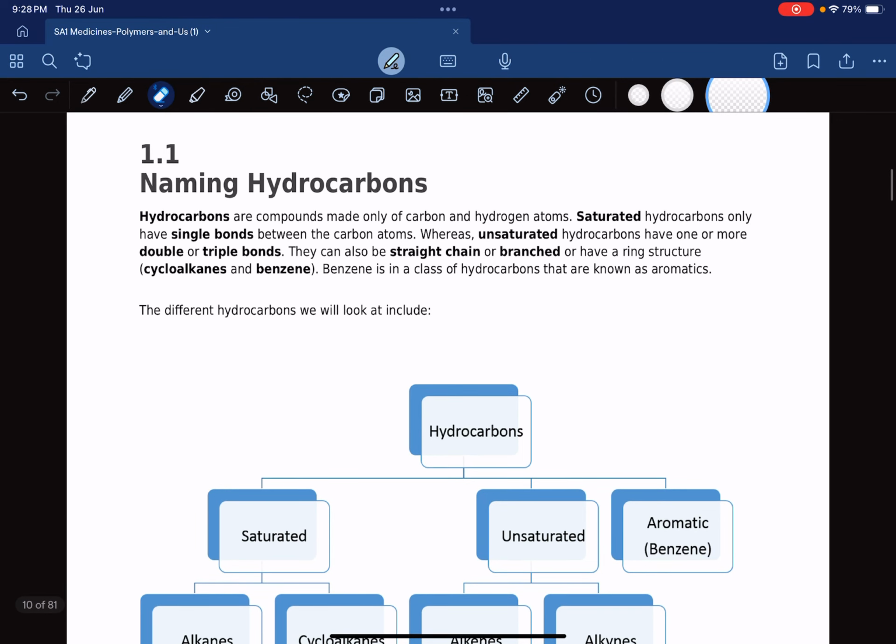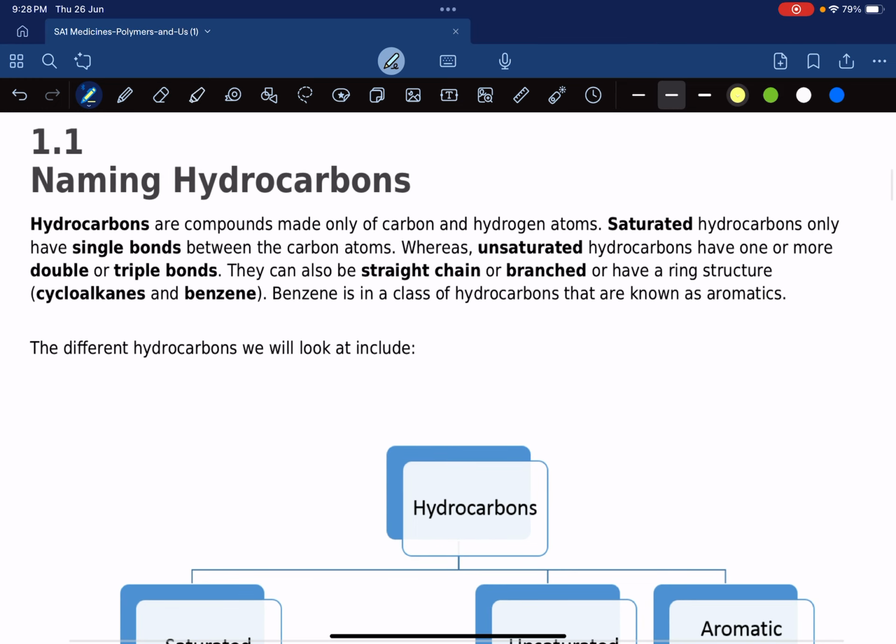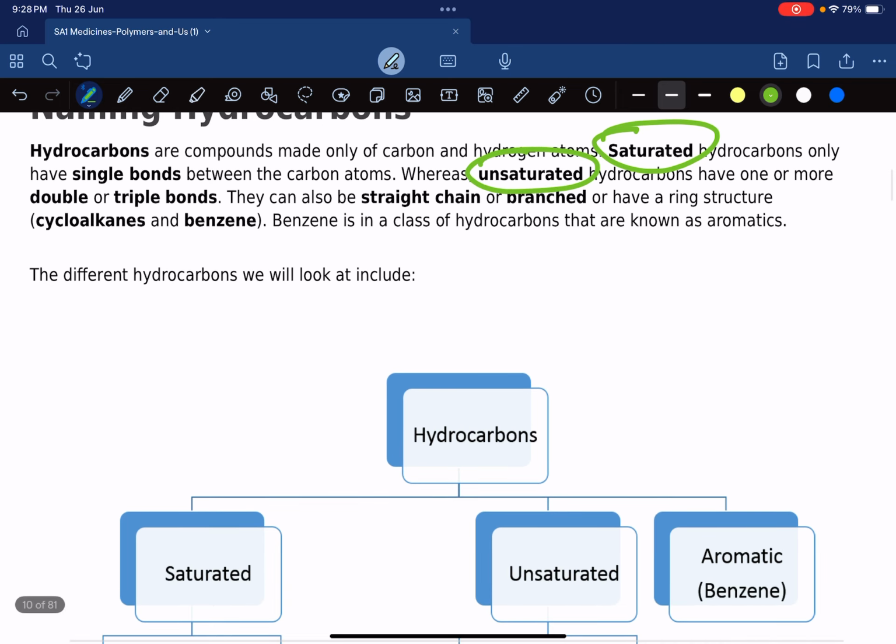Hello there. So we're going to move on to naming hydrocarbons. If you remember from the previous class, what are hydrocarbons? Hydrocarbons are those that are only made up of carbon and hydrogen. If you look at the first thing here, you see this word, saturated, and you see another word that says unsaturated.